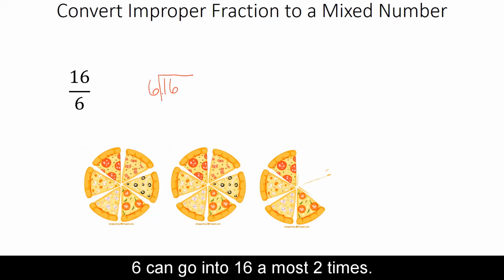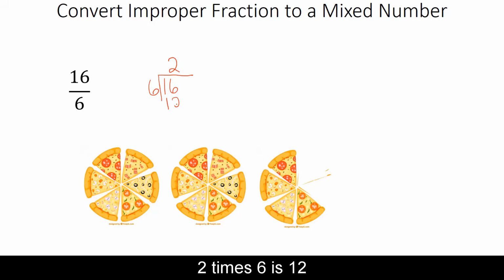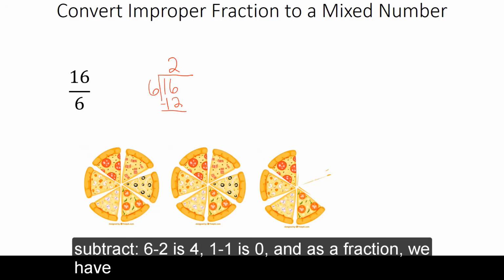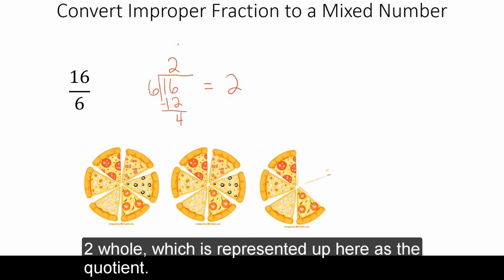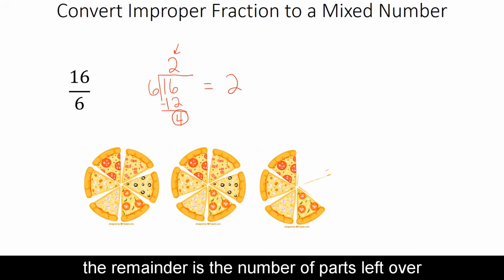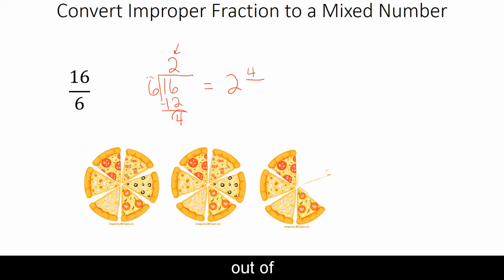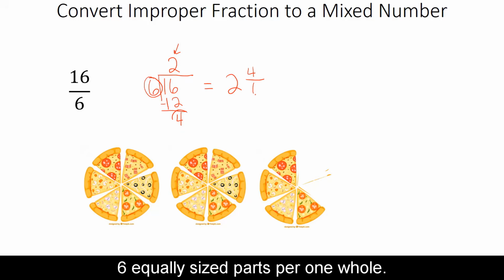6 can go into 16 at most 2 times. 2 times 6 is 12. Subtract 6 minus 2 is 4, 1 minus 1 is 0, and as a fraction we have 2 wholes, which is represented up here as the quotient. The remainder is the number of parts left over out of 6 equally sized parts per one whole.